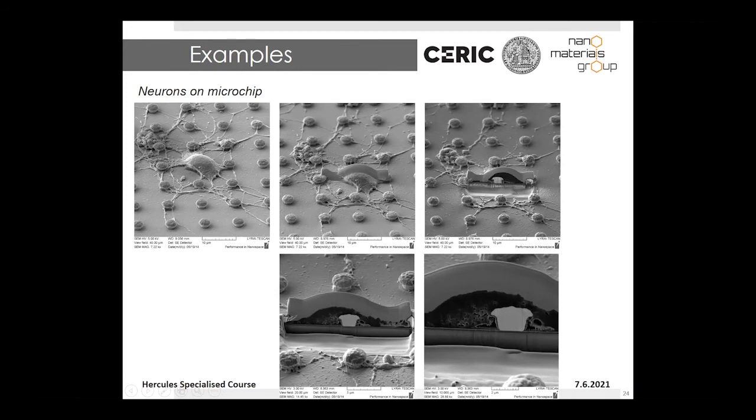Here you can really see nicely the material contrast, as the protective layer was platinum. This microchip was gold, so it's bright, and here is carbon.